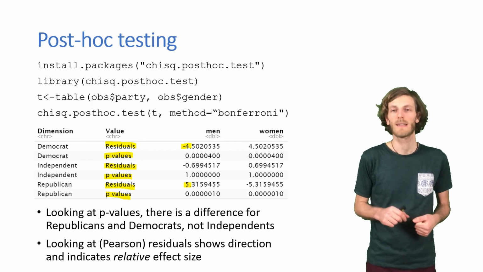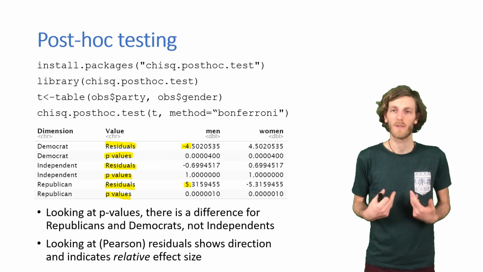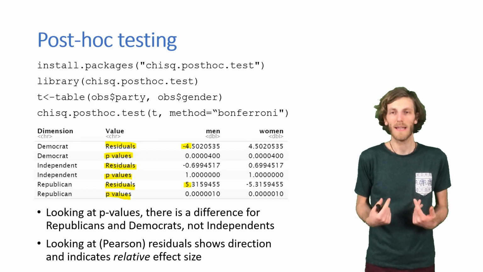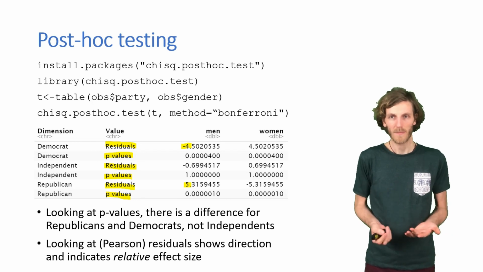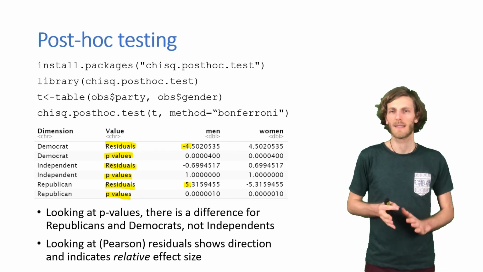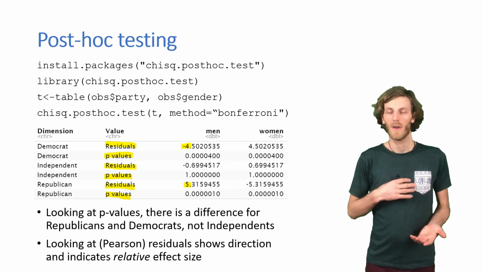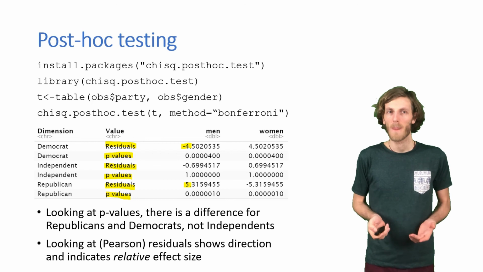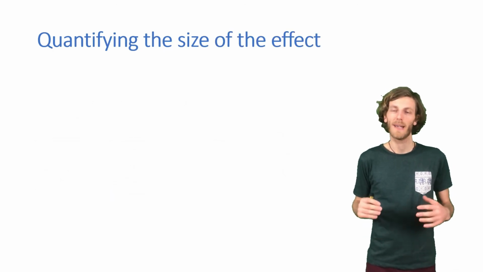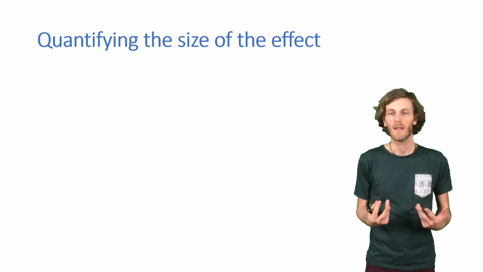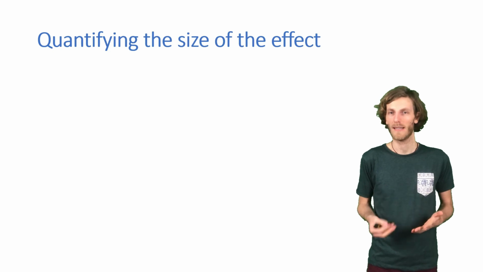Conversely, for Republicans, the residual for males is positive, so we observe more males who identify as Republicans than we would expect under the Null-hypothesis. These residuals can also give us an idea of the size of the effect, so we can see that the 2 effects are roughly of a similar size. However, they are not a standardized measure of effect size. So if we actually want to report how strong the association between gender and political identification is, we need to look elsewhere.